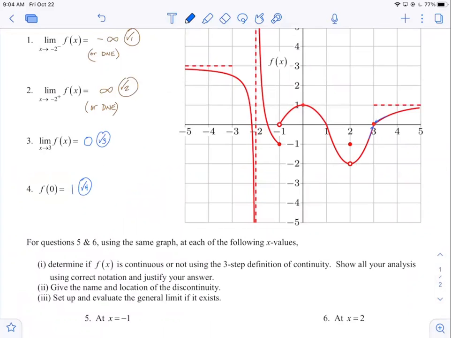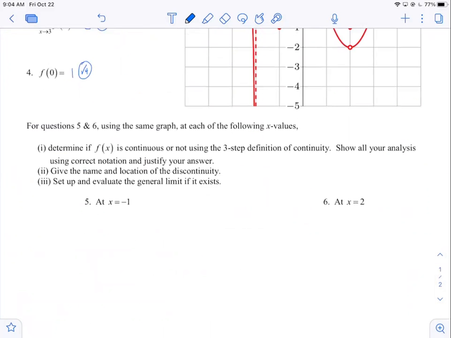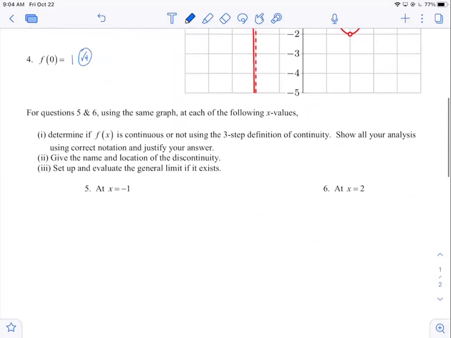All right. And then for questions 5 and 6, hopefully you understood the instructions. I kind of typed them up 2 or 3 different ways, different times, trying to make sure that y'all would understand them in my absence, okay? Use the same graph, right? Part I, determine if f is continuous using the 3-step definition. Show all your analysis, use correct notation, justify the answer. Part II, give the name and location of the discontinuity. And then part III, set up and evaluate the general limit if it exists, at x equals -1.